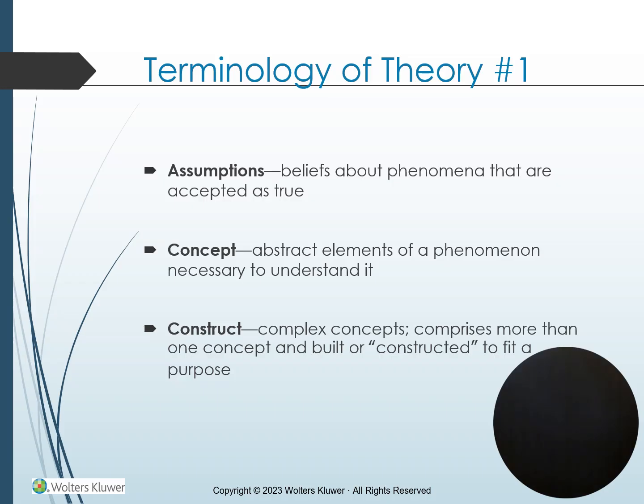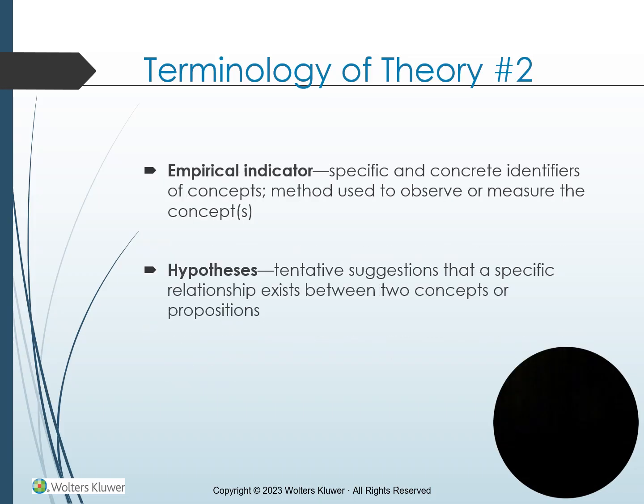So let's talk about some of the terminology that we utilize in theory. We talked about why theory is important. We talked about the impact of theory in nursing. Now let's talk about the terminology of theory. Other terminology related to theory includes empirical indicators. These are specific and concrete identifiers of concepts, methods used to observe or measure the concept. We also have the hypothesis, which is the tentative suggestion that a specific relationship exists between the two concepts or the propositions.